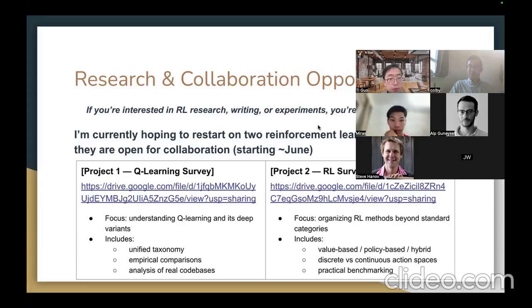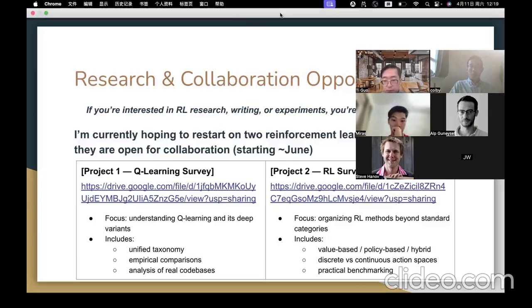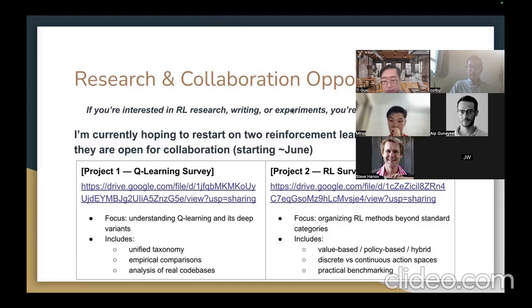Okay. So I just shared this. This is Toby's Discord name. And then feel free to read the draft of these two projects. The first one is more grounded, I think, and the second one is more incomplete.